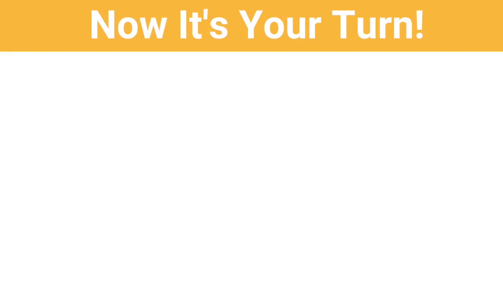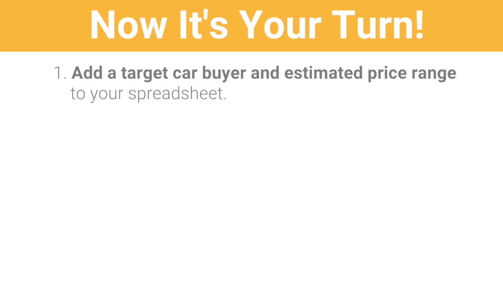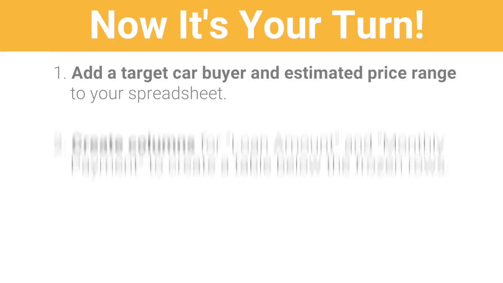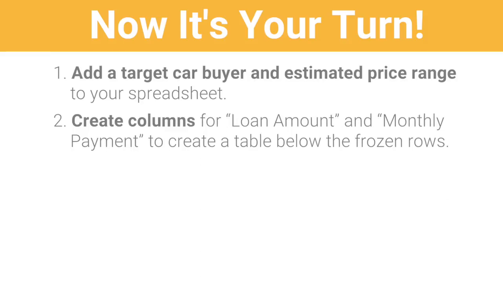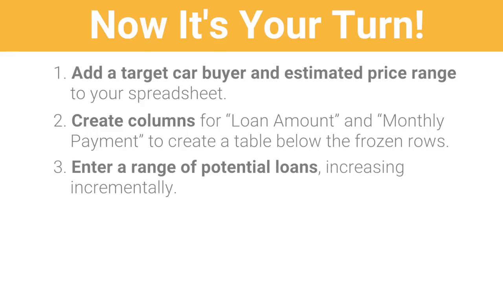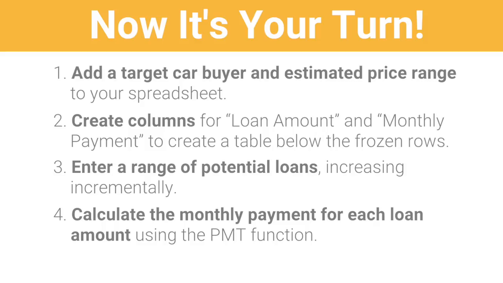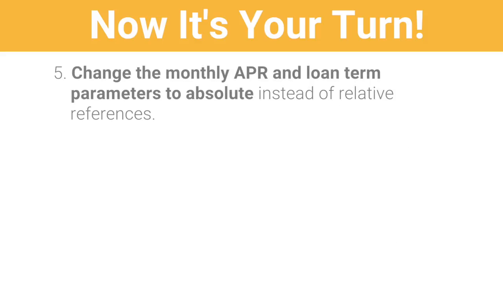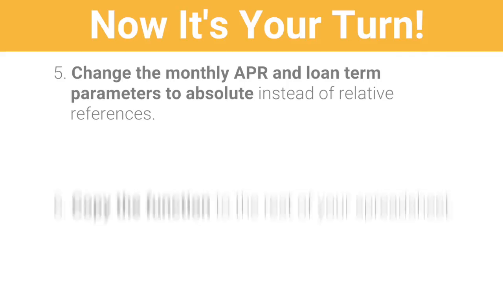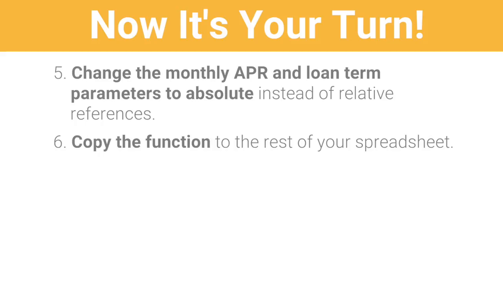Now it's your turn. Add a target car buyer and estimated price range to your spreadsheet. Create columns for loan amount and monthly payment to create a table below the frozen rows. Enter a range of potential loans, increasing incrementally. Calculate the monthly payment for each loan amount using the PMT function. Change the monthly APR and loan term parameters to absolute instead of relative references. Next, copy the function to the rest of your spreadsheet. Then, move on to the next video to reformat your spreadsheet values.